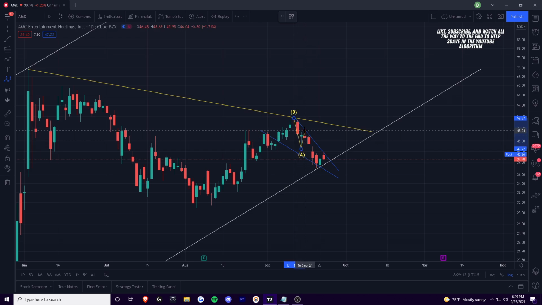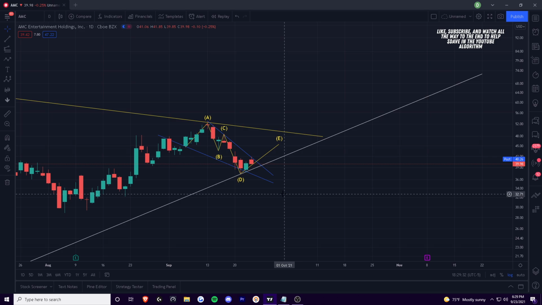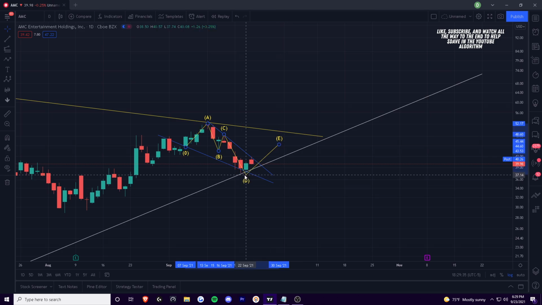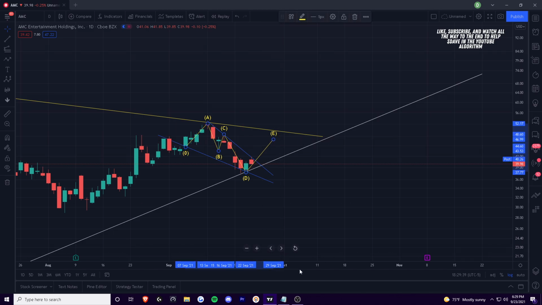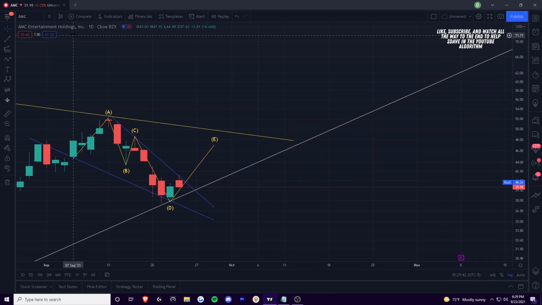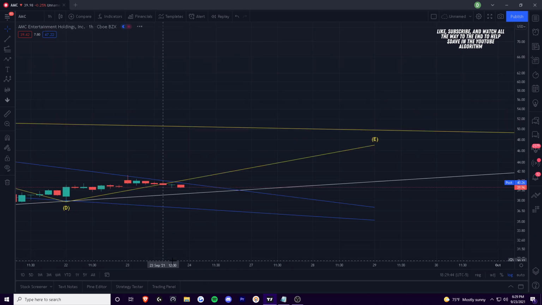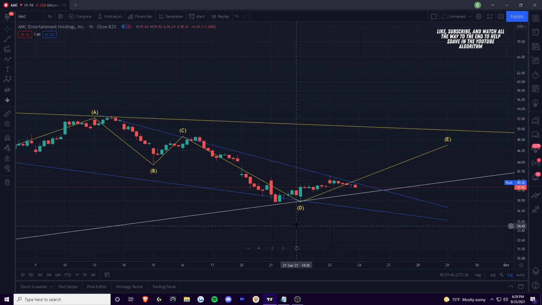But I'm pretty confident. Oh wait, hold on, I did that backwards. Sorry. I'm pretty confident that what you're looking at here, C, D, E, is an A, B, C, D, E 5 wave, and I think that we've seen the bottom. I'm pretty confident we've seen the bottom. I think that anything that would be running down from here is just a part of this E wave.